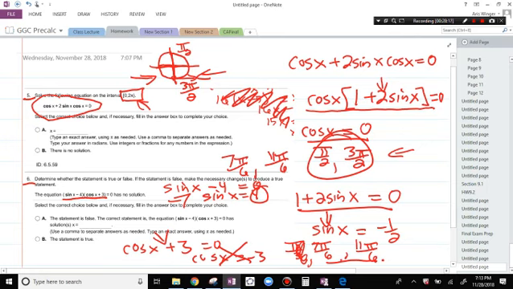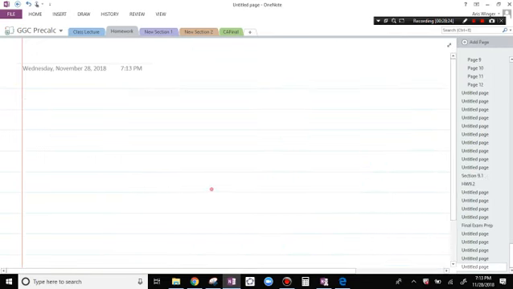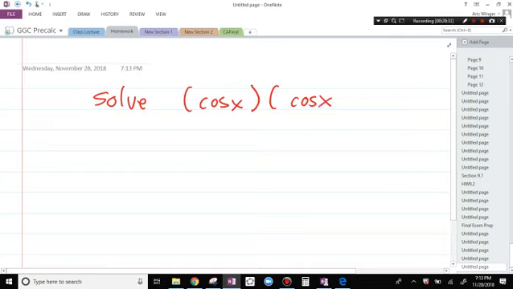Cosine x plus 3. Yes, cosine x plus 3. Okay. Right, so here's an example. Let me give you one. So if I said solve cosine x times cosine x plus 7 equals 0, right?